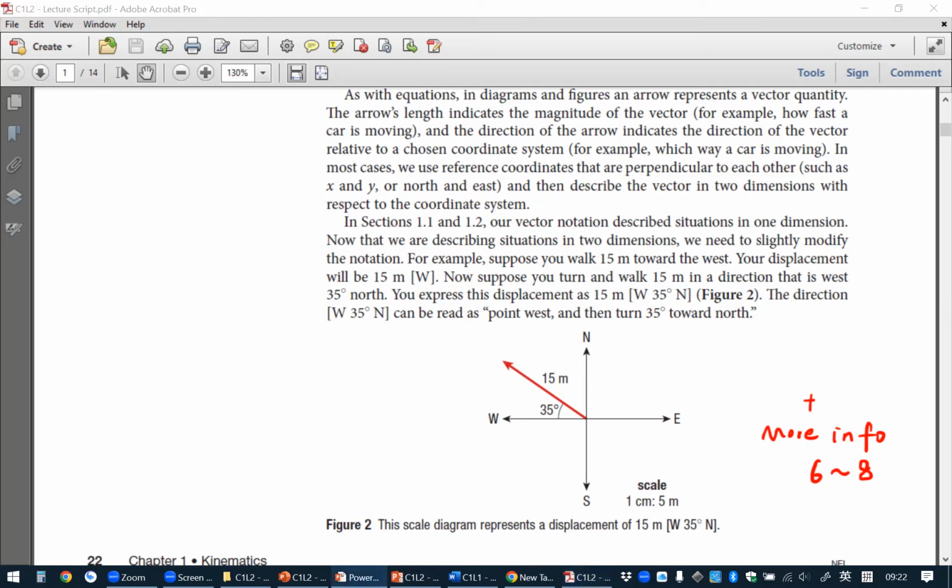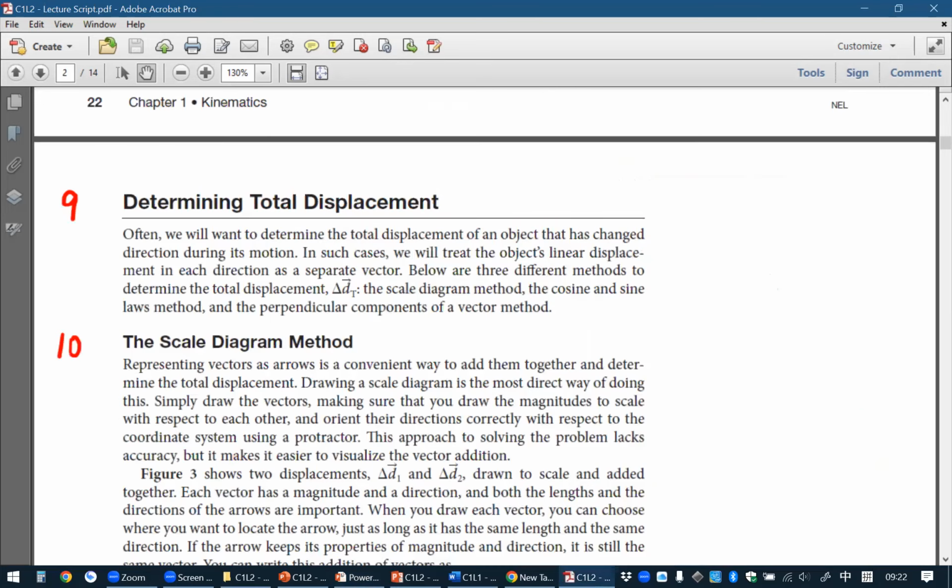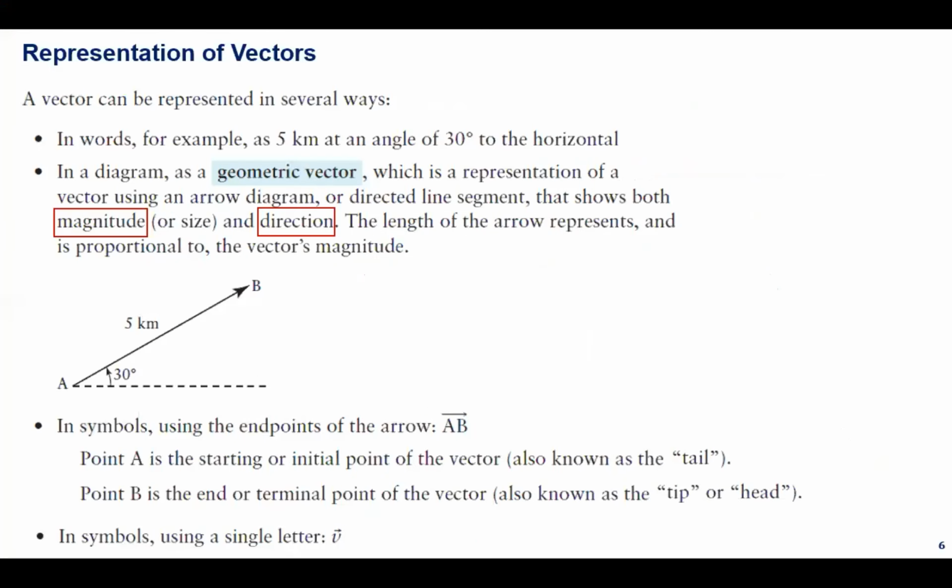Okay, so next let's have a look at a more formal way to describe vectors. We have already learned this concept in calculus and vectors class, right? So let's give it a brief review. First of all, a vector can be represented in several ways. First, we can describe vectors in words, for example, as 5 kilometers at an angle of 30 degrees to the horizontal.